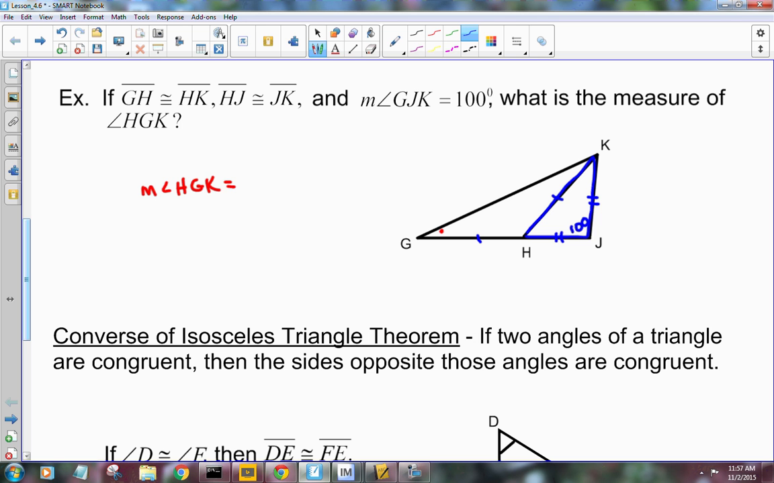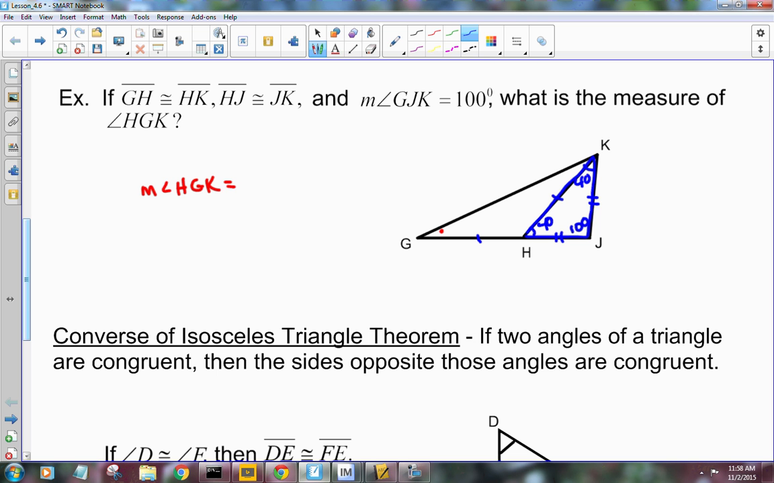That didn't really help me too much. What else do I know about it? It's isosceles, right? And we just learned that if you have an isosceles triangle, what do you know about it? That the 2 base angles are congruent. So these 2 angles right here are congruent, yes? And since this is an obtuse angle, a 100-degree angle, how many degrees does that leave for both of those together? 80. And if they're the same, they're both going to be 40. Okay, good.